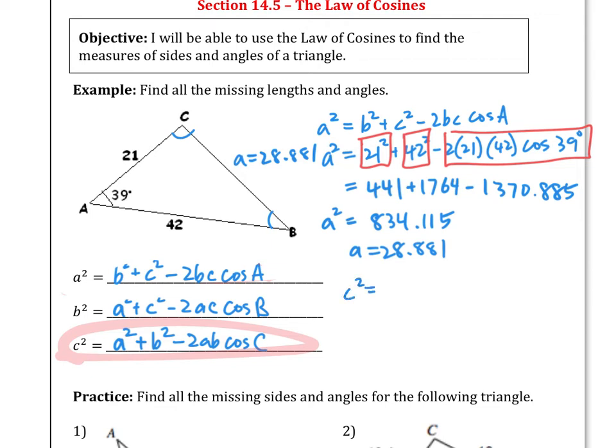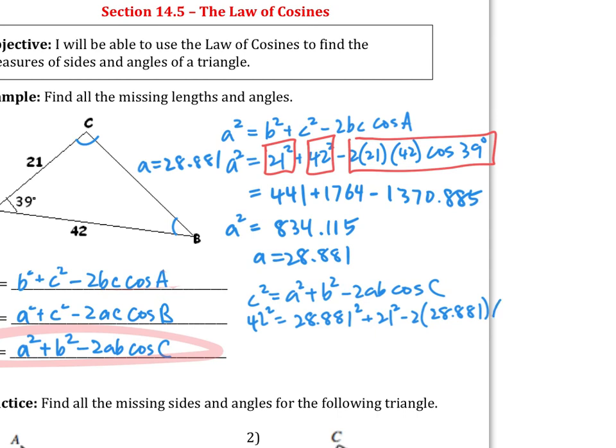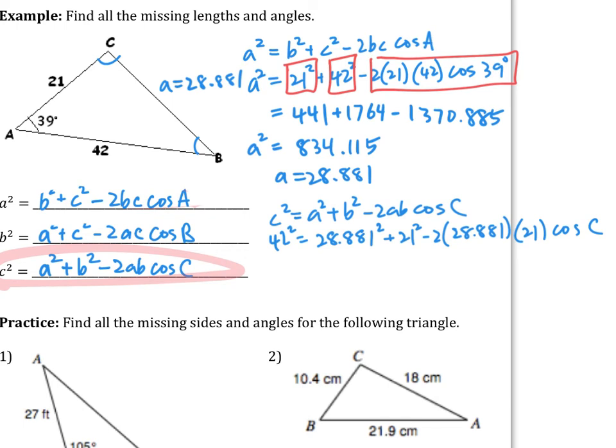C squared equals A squared plus B squared minus 2AB cosine C. All right, so I'm going to put everything I know in there except cosine C. So C squared, 42 squared, equals what we just found, 28.881 squared, plus B, which is 21 squared, minus 2 times 28.881 times B times cosine C. C is the unknown one. Okay, now what I'm going to do is try to figure out what cosine C, or C, is.